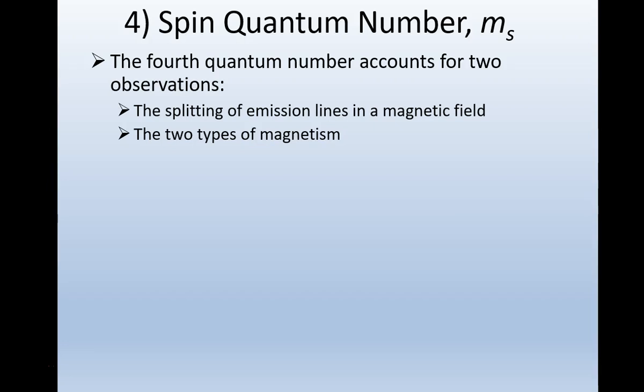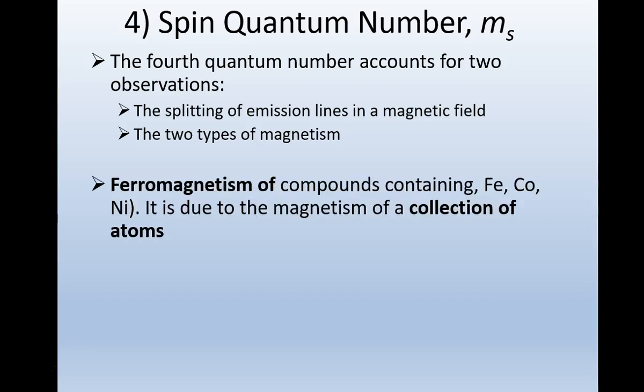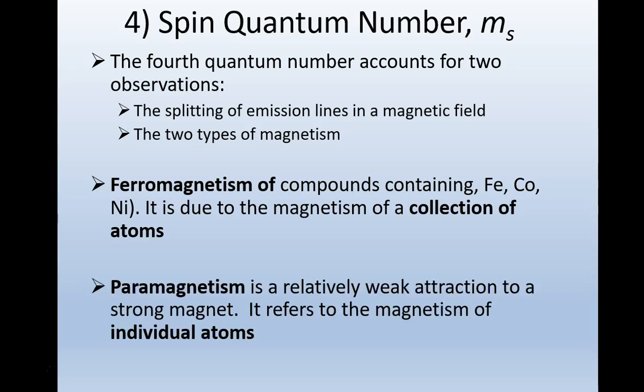The fourth quantum number is called the spin quantum number. This number has been encountered with observations that scientists made about emission lines of elements in magnetic fields and the 2 types of magnetism. So if you remember, you studied magnetism a little bit in grade 9. You studied maybe the most important, common one, ferromagnetism, that occurs in compounds containing iron, cobalt, or nickel, and is due to the magnetism of a collection of atoms. The second type of magnetism is known as paramagnetism. It's relatively weaker attraction to a strong magnet, and it refers to the magnetism of individual atoms.